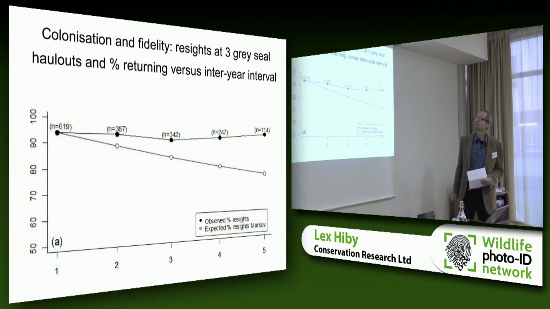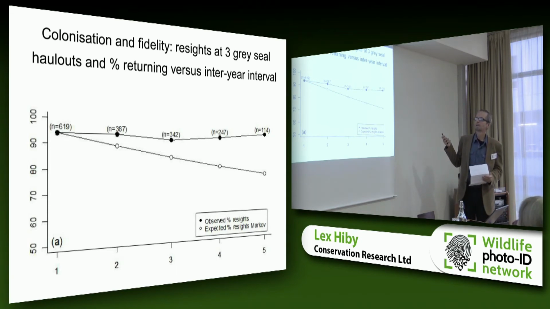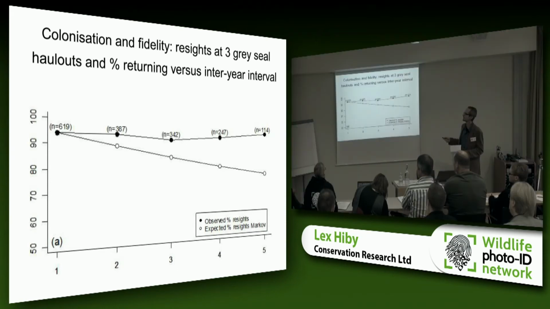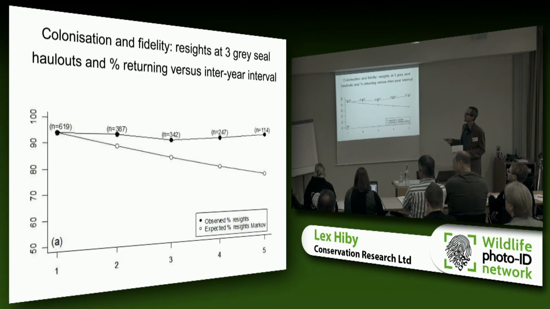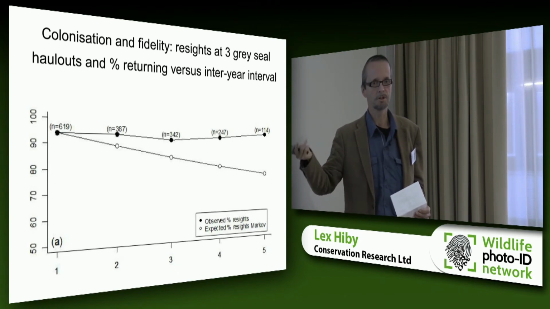This is a slide where we photographed at three widely separated grey seal haul-outs on the east coast of the UK and Scotland, and I was interested to see this. We did it over 6 years, so you've got intervals from 1 year to 5 years, and if you look at the 1 year interval, you can see what the transitions were over 1 year from each of the 3 sites to each of the others.